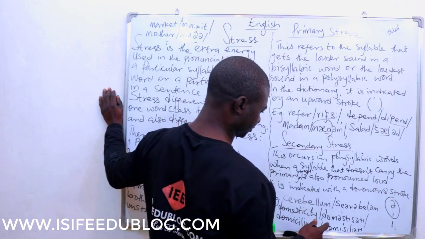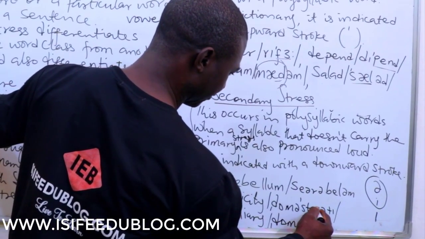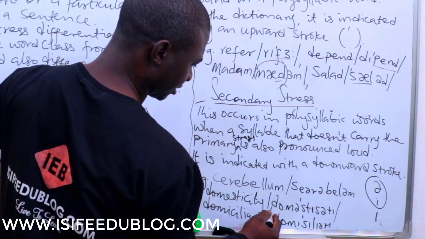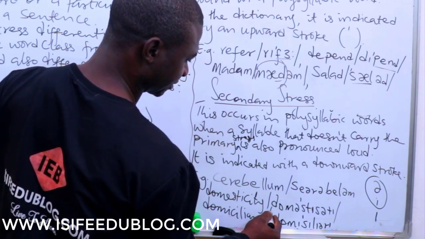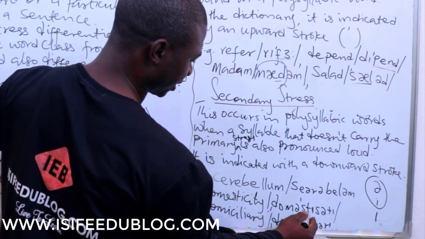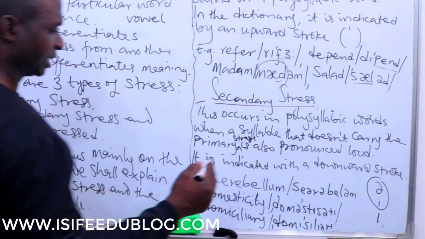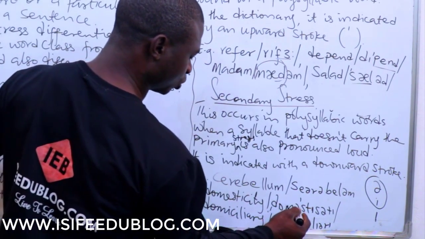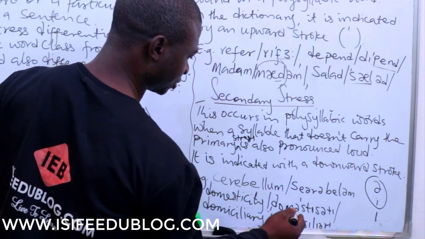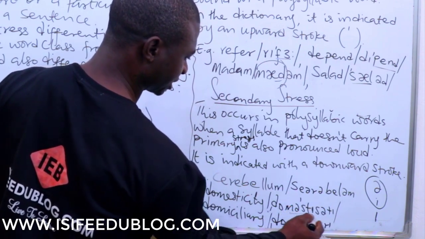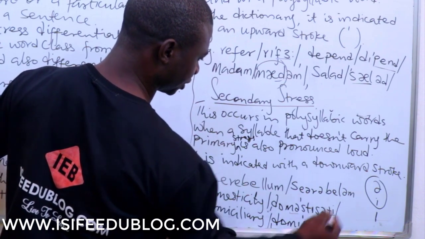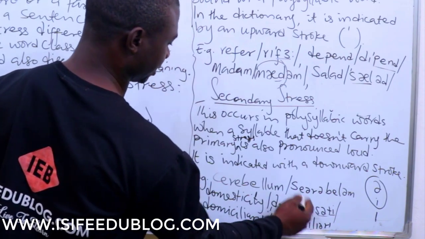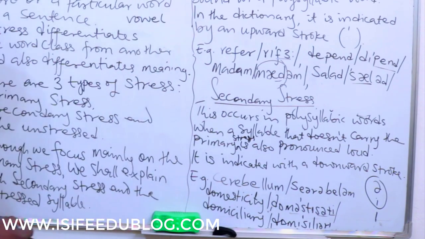Now, look at this place. I have domesticity. Here is the secondary stress, and here is the primary stress. Alright? Domesticity. So these two show unstressed syllables. This syllable is not stressed. This syllable is not stressed. This syllable is not stressed. But this carries the primary stress and this the secondary stress.